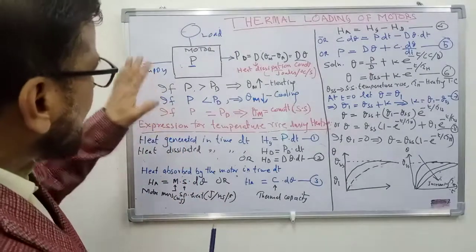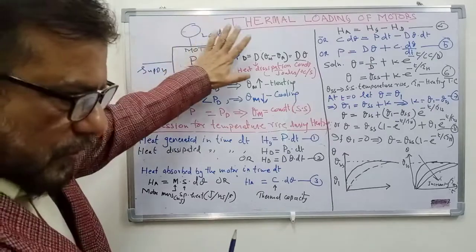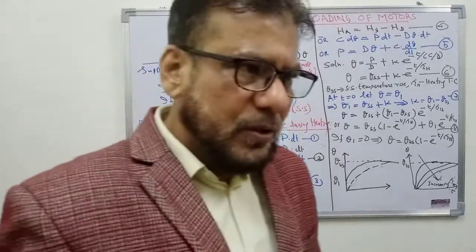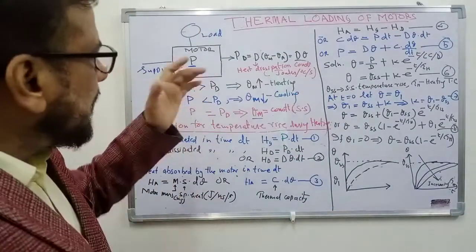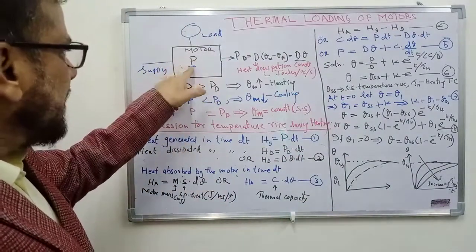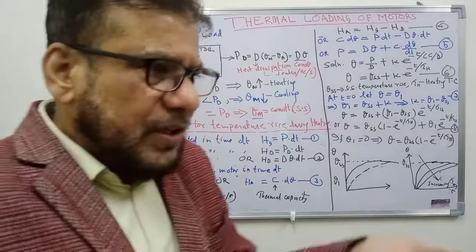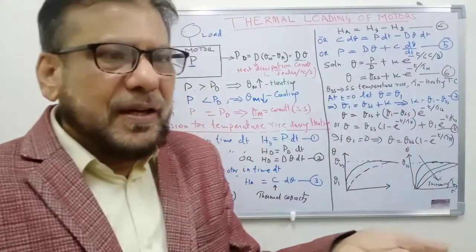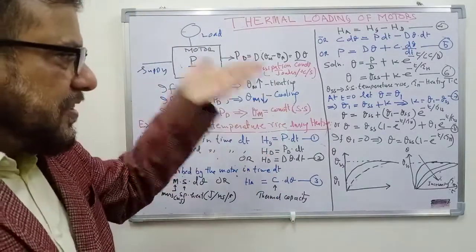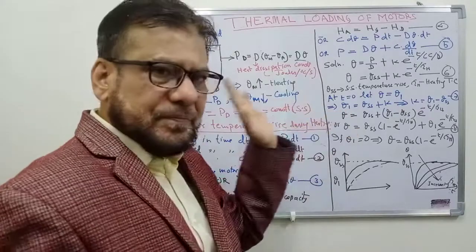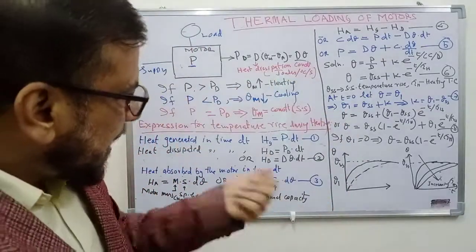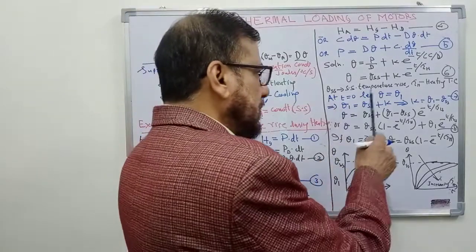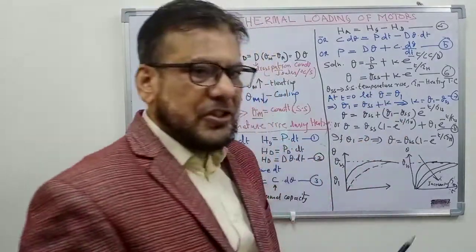So when the motor is started, it is not loaded, copper losses are negligible, only iron losses take place, and because of the iron losses, the temperature of the motor will rise and it reaches the steady state value of say theta 1, and then we have put the load on the motor. So in that case, at t equal to 0, theta will be equal to theta 1.